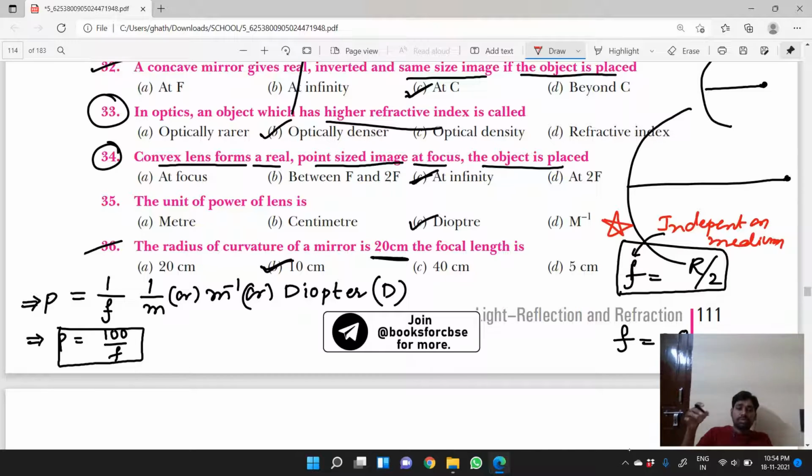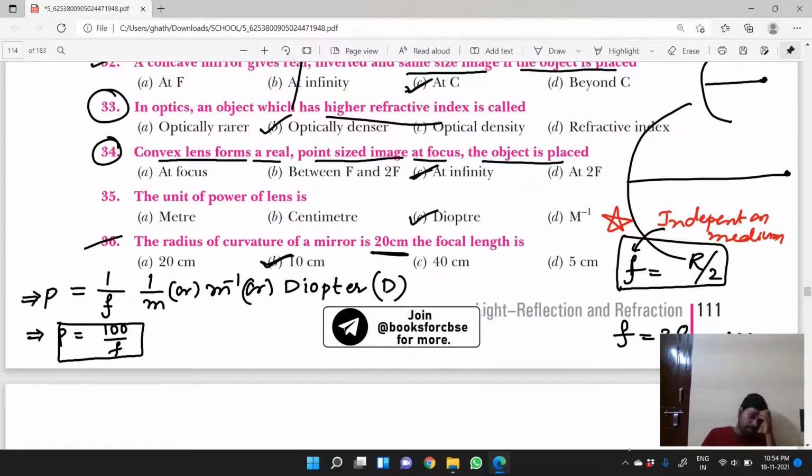A concave mirror is placed in water, then what happens to its focal length? First option increases, second option decreases, third option remains same, fourth option none of the above. So you have to choose. For a concave mirror, focal length is independent of the medium in which it is placed. In water it is placed, so it is independent of this. Hence we can say that it does not depend and it remains the same. Please try to remember this point, it is very important.